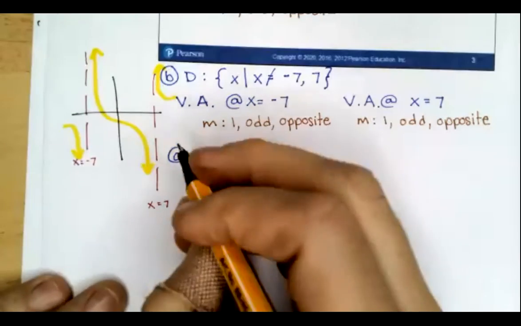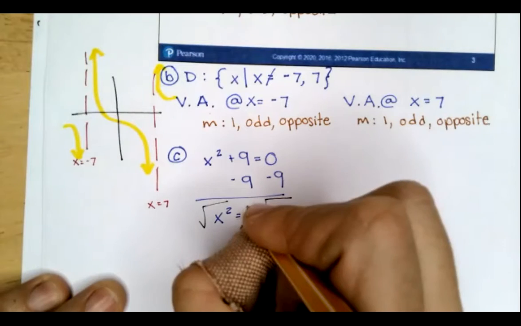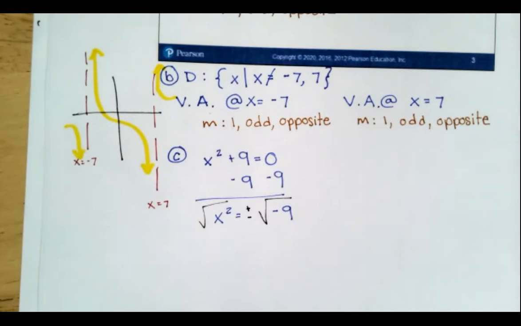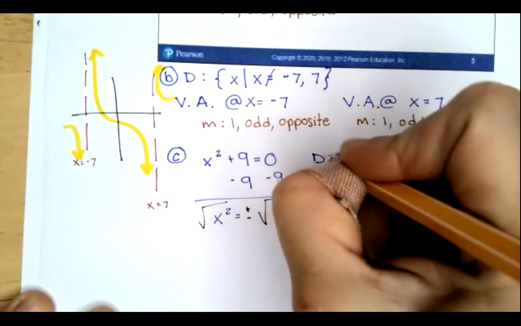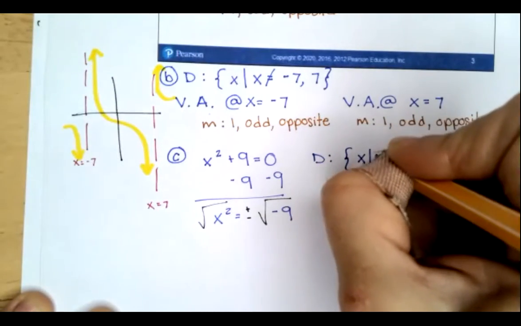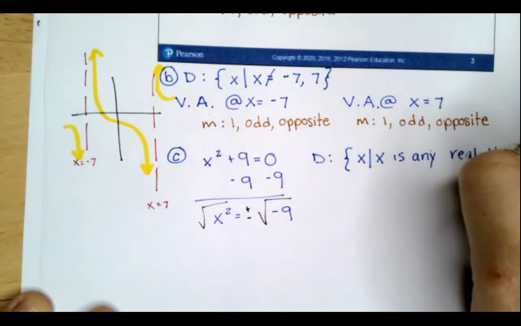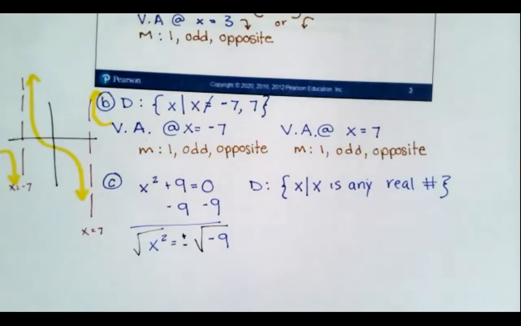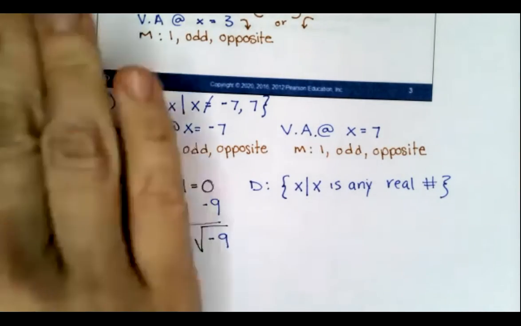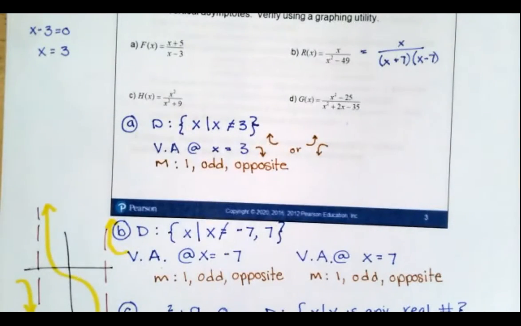Now what we need to do is take the square root, including a plus and a minus. But when we take the square root of a negative number, it does not any longer exist on the coordinate plane. So we just say that our domain is all real numbers. So there will be no vertical asymptotes on this. If I put that into a graphing utility, I would not see any vertical asymptotes.